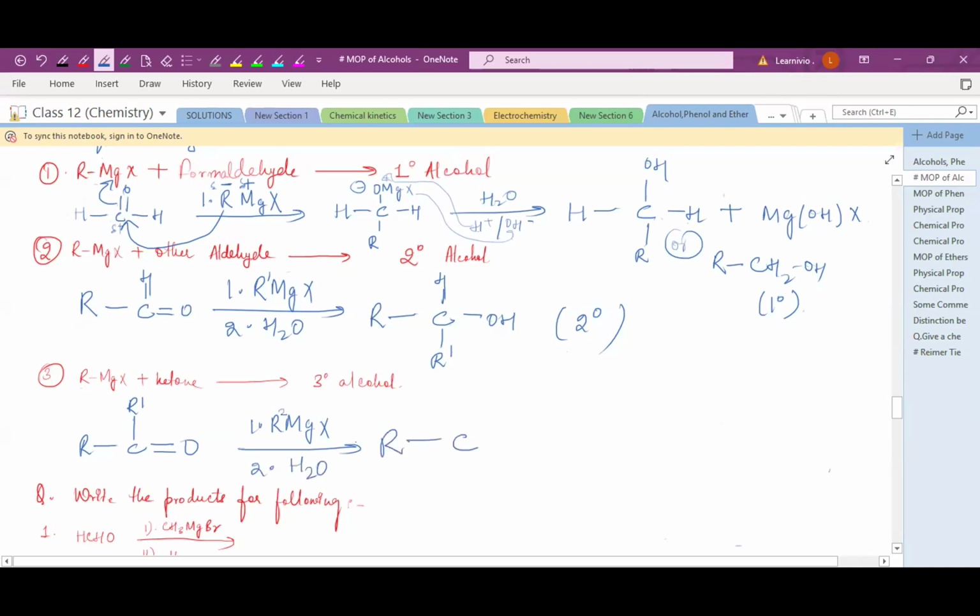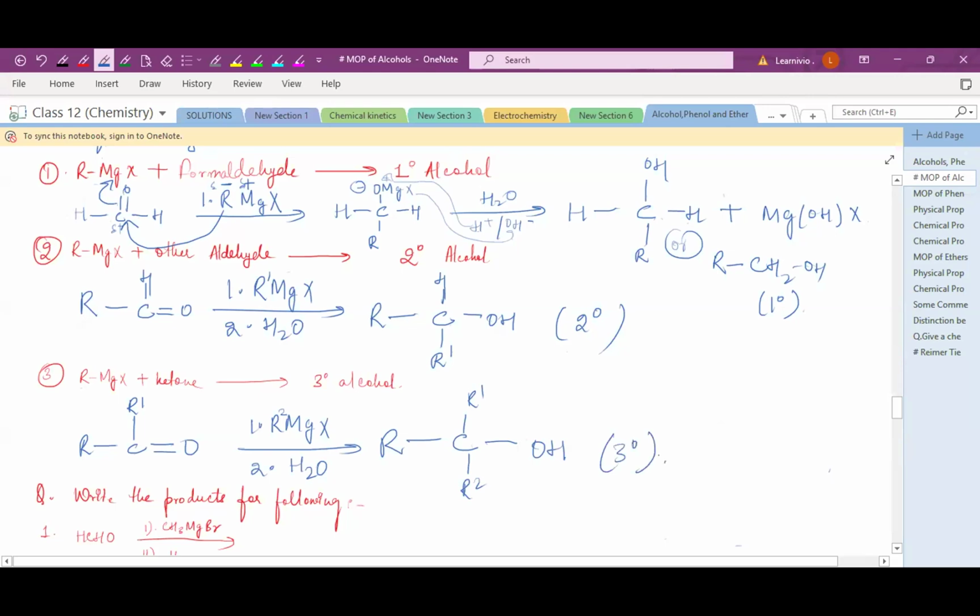So this carbon-oxygen bond will break, and a new bond will be formed between this carbon and the alkyl group R2 of the Grignard reagent. So you will write R1, here R2, and this OH. Here you will get OH. You can see this OH is attached to this carbon, and this carbon is further attached to three groups. So you are getting the tertiary alcohol.